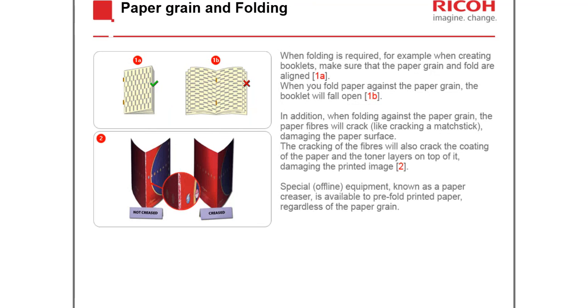When folding is required, for example when creating booklets, make sure that the paper grain and fold are aligned. When you fold paper against the paper grain, the booklet will fall open. In addition, when folding against the paper grain, the paper fibers will crack, damaging the paper surface. The cracking of the fibers will also crack the coating of the paper and the toner layers on top of it, damaging the printed image. Special equipment, known as a paper creaser, is available to pre-fold printed paper, regardless of the paper grain.